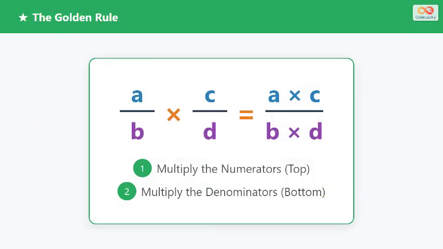Here is the golden rule for multiplying fractions. It is very simple. Step 1, you multiply the numerators, which are the top numbers. Step 2, you multiply the denominators, which are the bottom numbers. That is it. You multiply straight across.